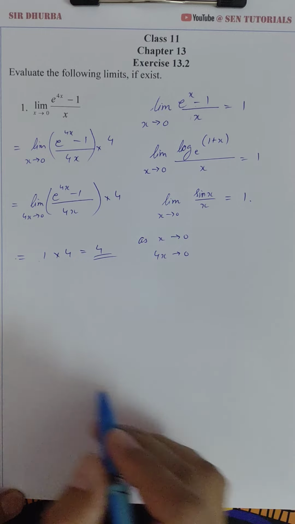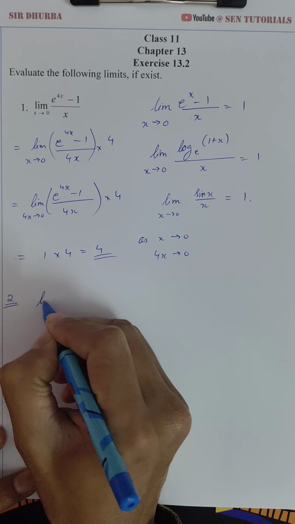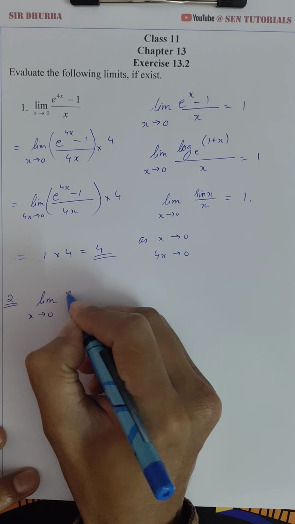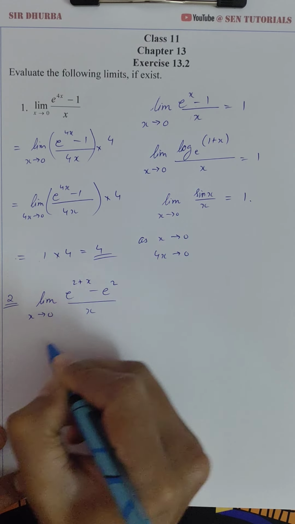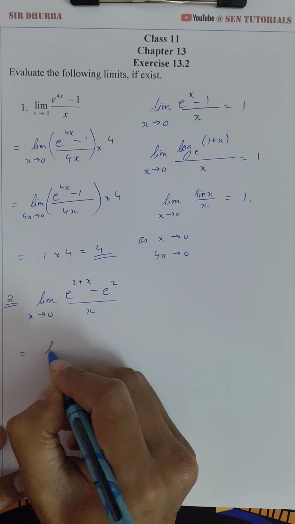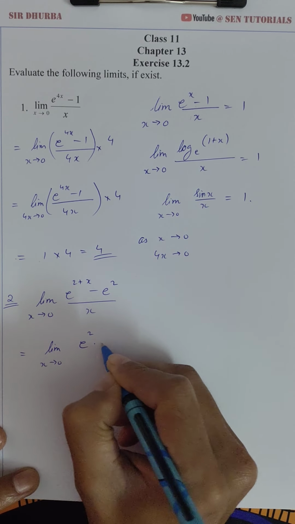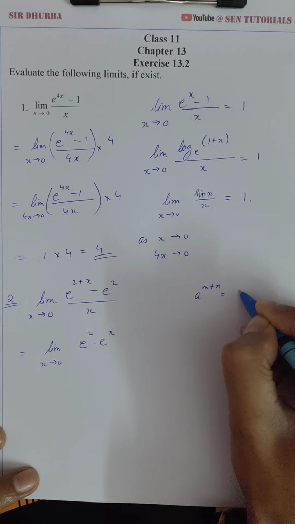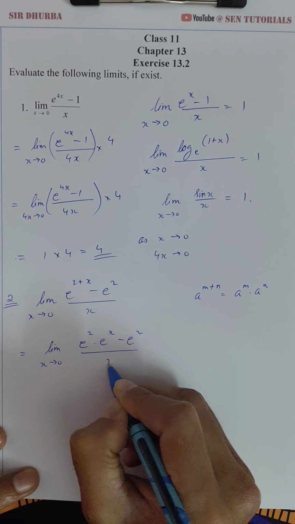Alright, moving ahead to question number 2, that is the limit of the function e power 2 plus x minus e square divided by x. So this one can be written as limit x tends to 0 of e power 2 into e power x, from the law of indices, that is a power m plus n can be written as a power m into a power n, minus e square divided by x.